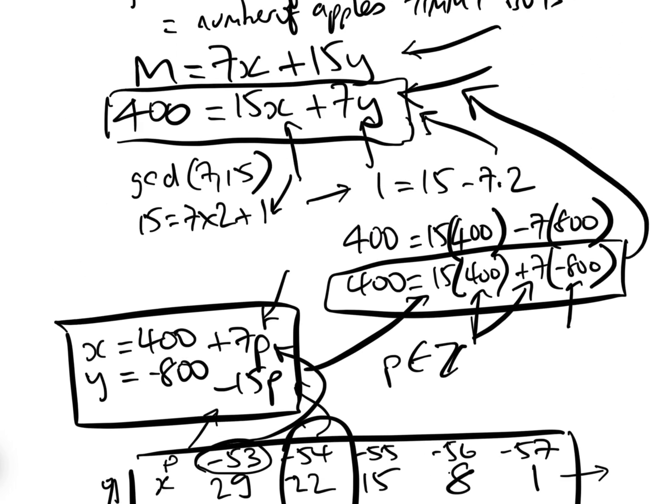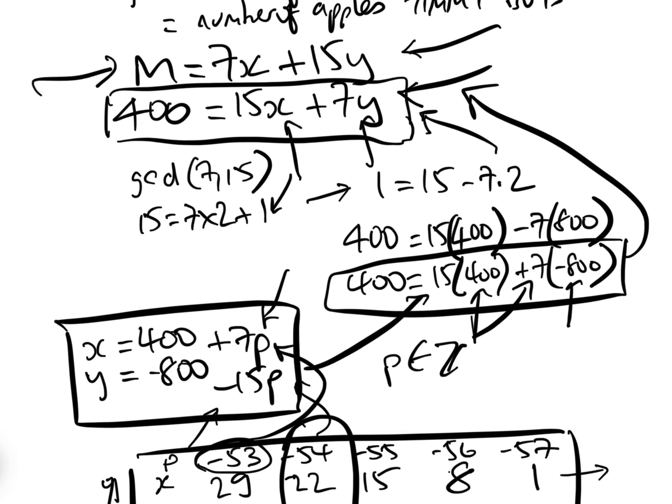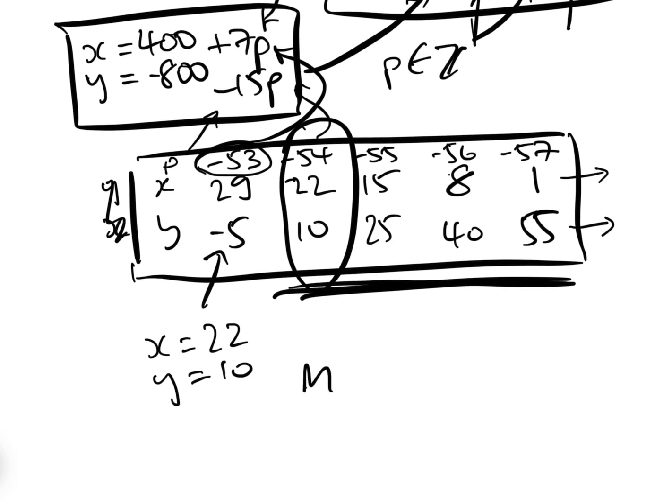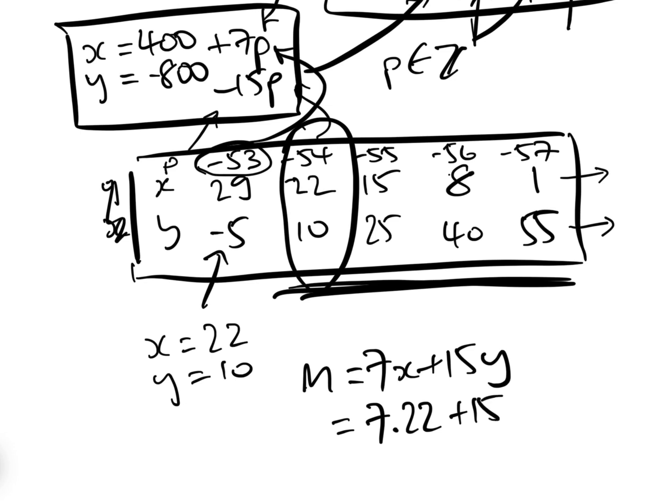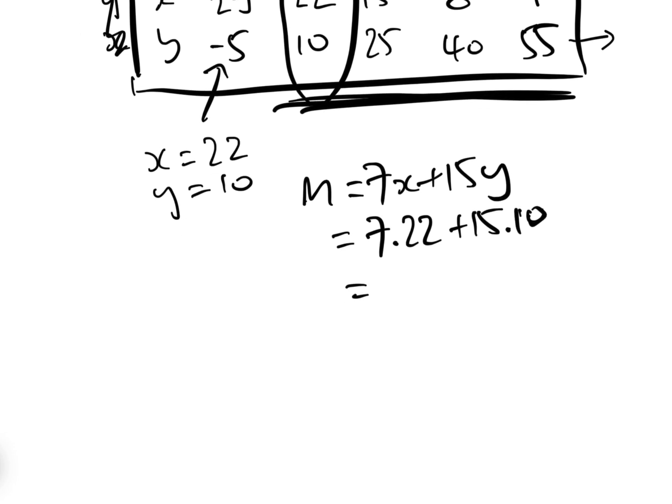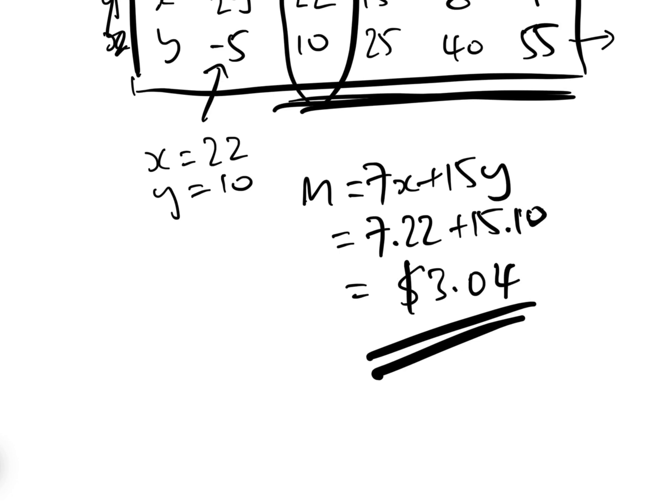Now all we need to do is go back to our equation here. m equals 7x add 15y. So the amount of money she gave him is 7x add 15y, which equals 7 times 22 add 15 times 10, which equals 154 add 150, which equals $3.04. So we know that Timmy's mum gave him $3.04 to go to the shop.